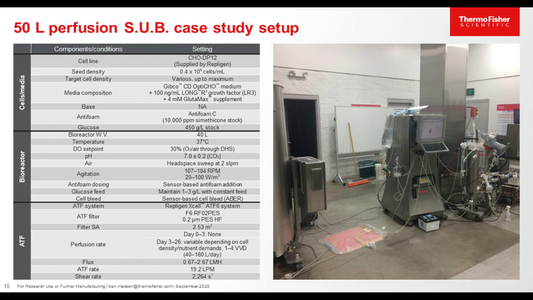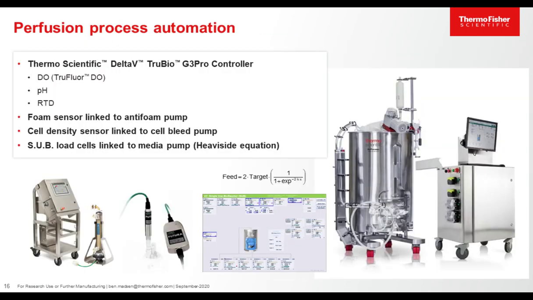The process here revolved around growing a CHO clone in Opticho medium with necessary growth factors. We did this up to 4 vessel volumes per day media exchange while utilizing an Excel ATF6 single-use filter system. Gassing was done through only the DHS, using oxygen as the primary gas to maintain DO set point. Agitation was varied through the cell run to provide higher power input and to investigate steady-state gassing requirements at various levels of agitation.